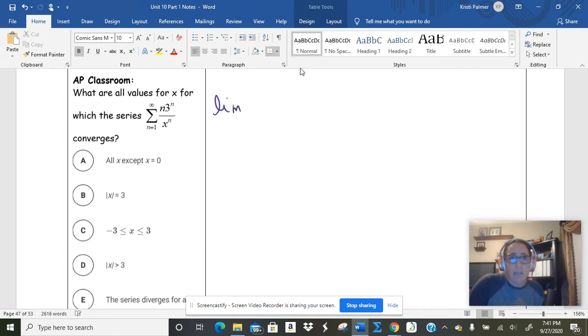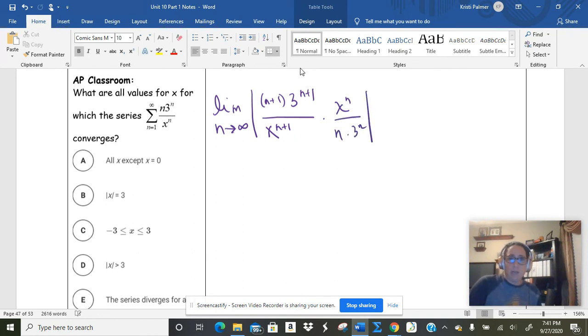So I'm going to take the limit as we go to infinity of n plus 1, 3 to the n plus 1 over x to the n plus 1. And then the original, we're going to have to flip. And then cross out everything that you can to reduce it. And you go ahead and do that. Pause me and then see if you get to where I get. Okay, so see if you get to there.